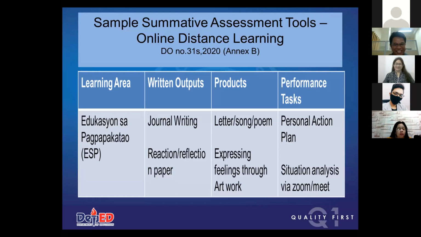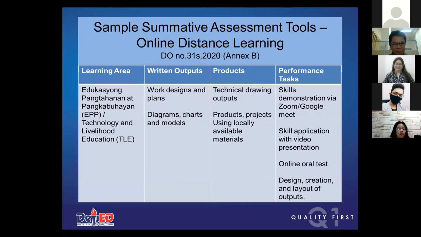Sige po, next subject. Next slide. The EPP and TLE. Ito ay 30-70. 30 sa written outputs, 70 sa performance task. Okay. Nakagawa ng design ang bata, isinabit sa iyo. Okay, that is written outputs. No? Yung kanyang mga design para sa paggawa ng folding chair. No? Paggawa ng kanyang mga produkto. Dinesign niya ito, isinabit sa iyo. So that is written outputs.